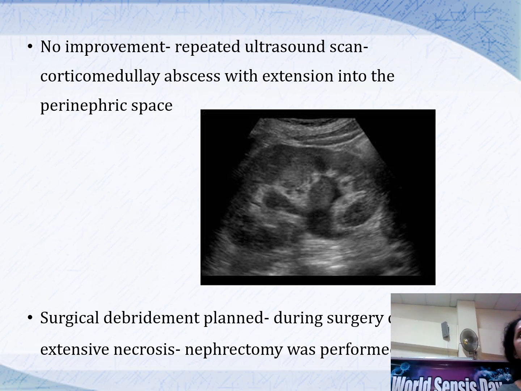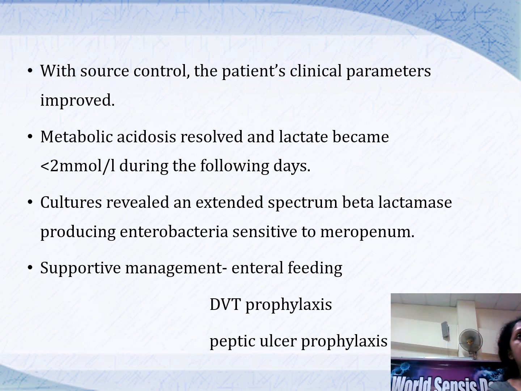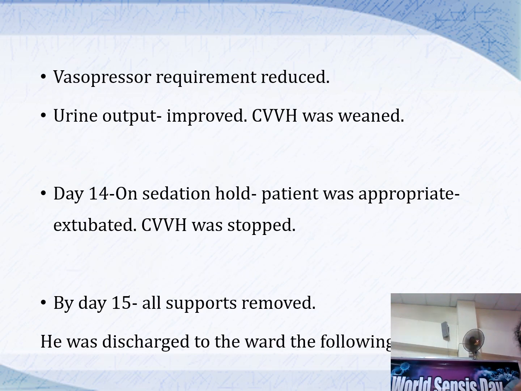As there was no improvement with all these measures, they did a repeat scan which revealed a corticomedullary abscess with extension into the perinephric space. And then surgical debridement was planned. During the surgery, due to the extensive necrosis, they ended up doing a nephrectomy. During the subsequent stay, the patient's clinical parameters improved, and the rest of the ICU care was continued, and by about day 14 he was extubated, and the renal functions were normalized. He did not require any renal replacement therapy, and the patient was completely well after about 2 weeks.